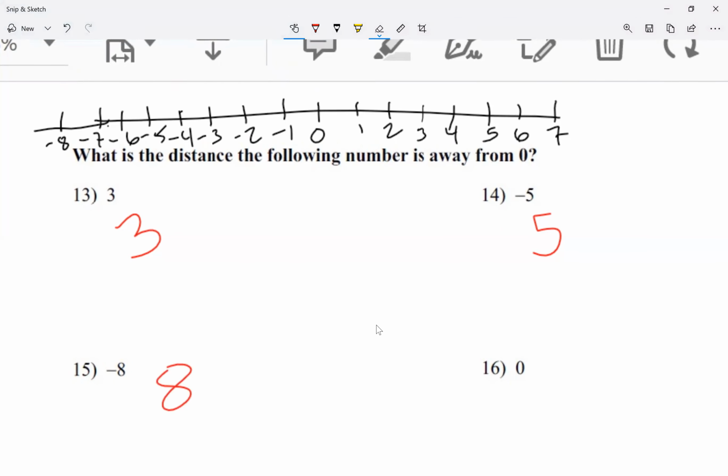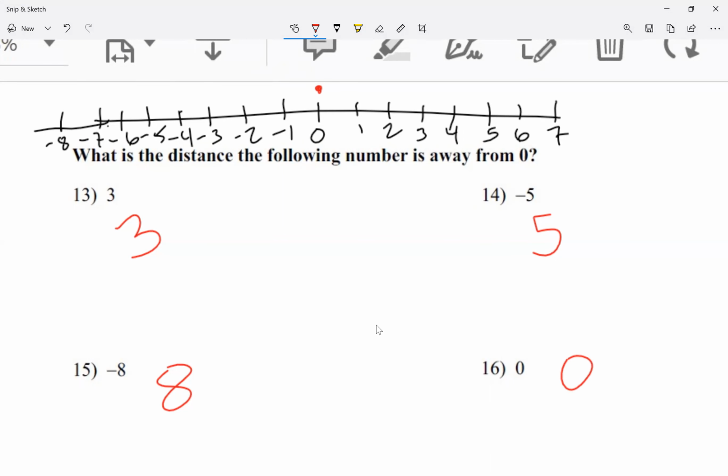Interesting. So let's take a look at number 16. How far is 0 from 0? Okay, so I find my 0. Oh, I don't need to move. I'm already at 0. So my distance is 0.